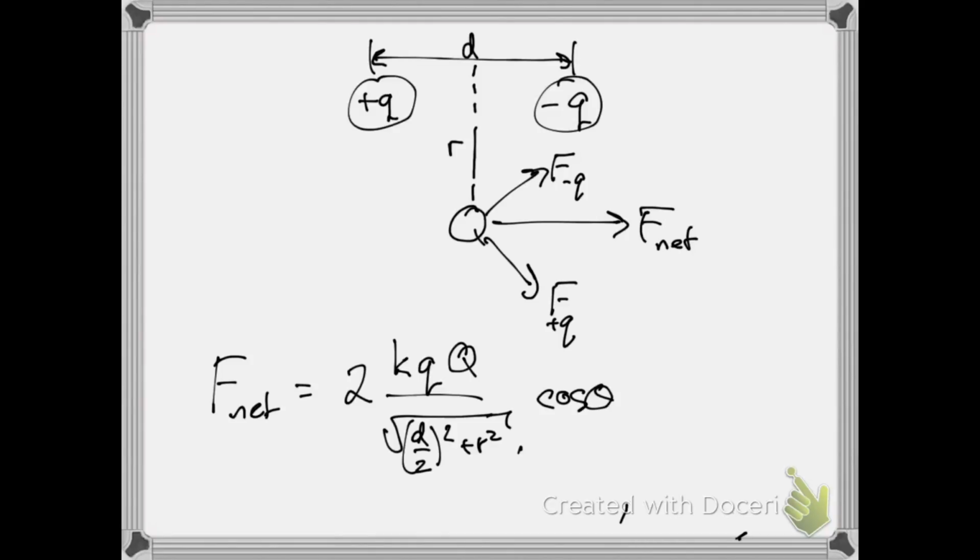I'm just trying to remember what we actually had done, where cosine theta was d over 2 over the square root of d over 2 quantity squared plus r squared. The point being here that we found the net force. The net force was in the x hat direction, if we call that the plus x direction. We found the net force on the charge big Q.